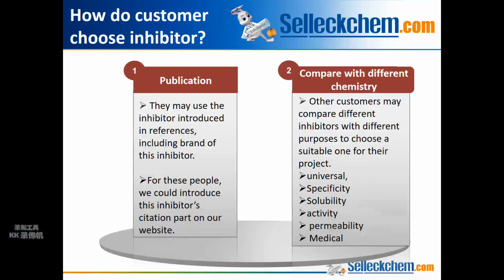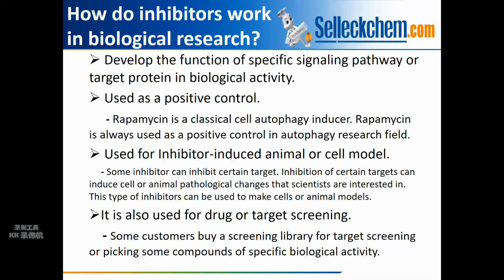Other customers may compare different inhibitors with different purposes to choose a suitable one for their project. They normally consider from three aspects: universality, specificity and activity. How do inhibitors work in biological research? Firstly, scientists use inhibitors to study the function of a specific signaling pathway or target protein in biological activity.